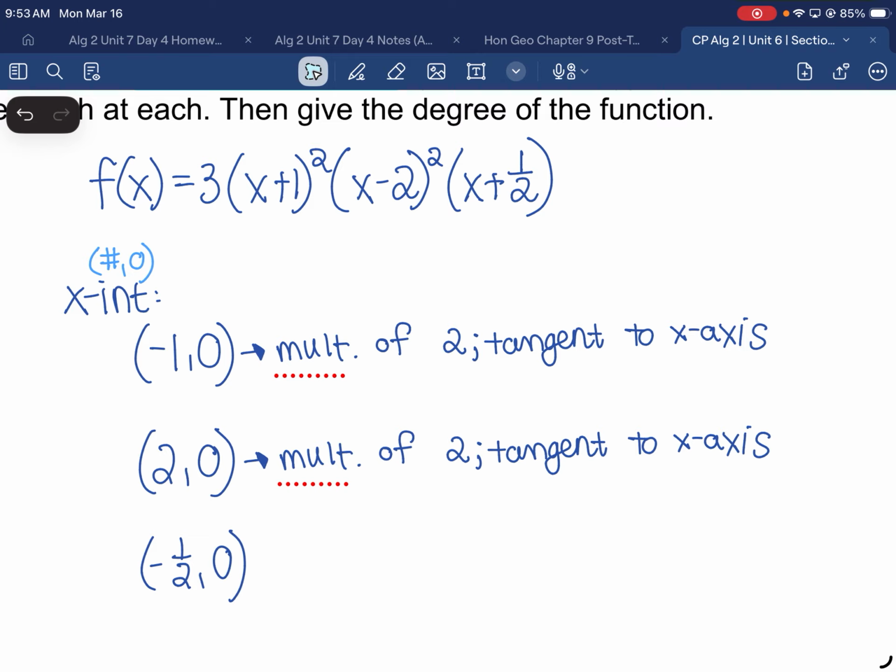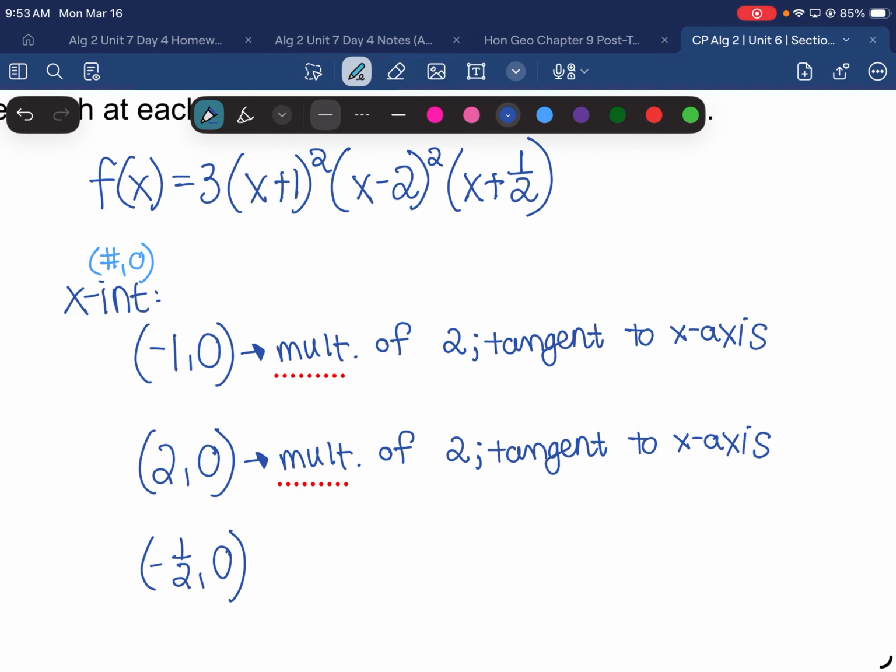Are we okay with 2, 0 being the exact same thing? A multiplicity of 2. And then it's even, so it's tangent to the x-axis. What's the exponent with the factor x plus 1/2? 1. There's a 1 there, even though you don't see it. So that one has a multiplicity of 1. And it's not tangent to it. It's odd, so it passes through it.